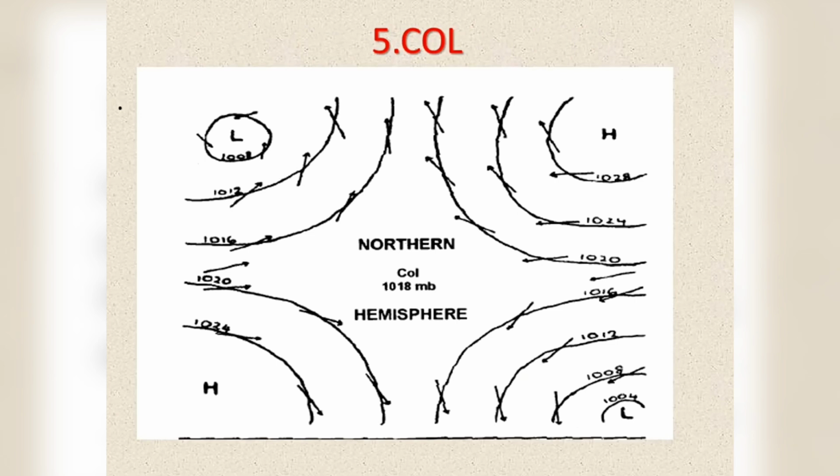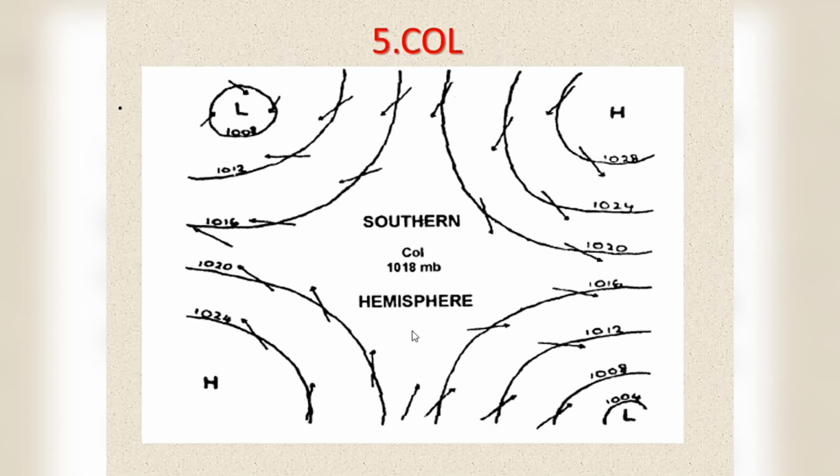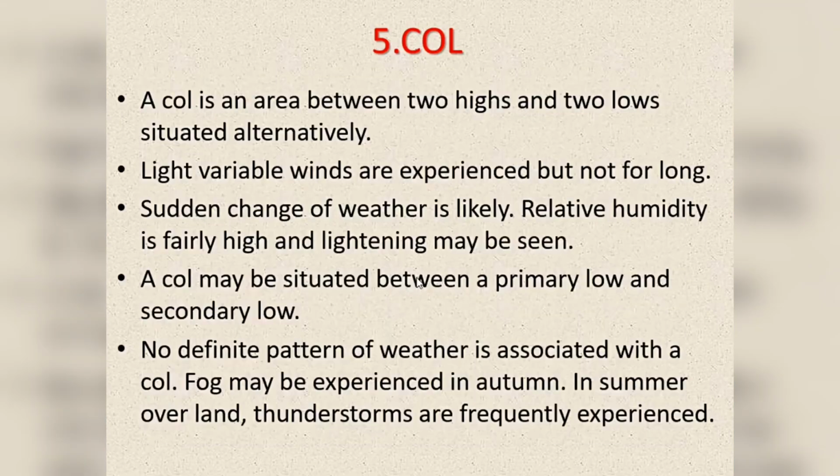Now comes the col. It is basically the area between two highs or two lows. Now you got the low here, high pressure here situated, and this large area in between is normally known as the col. If you see, this is in the southern hemisphere, so the wind pattern will be just opposite to the northern hemisphere. Col is an area between two highs and two lows situated alternatively.